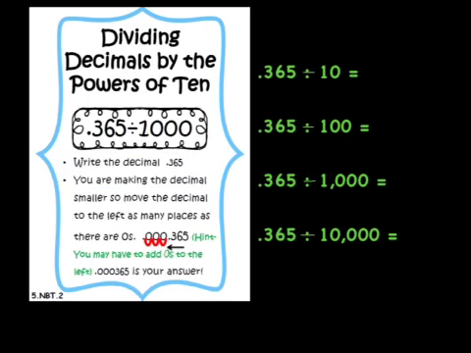If you're dividing decimals by the powers of 10, you already have a decimal in the place, so you don't have to worry about where to put it. But you do have to remember that you move your decimal to the left because you are making a smaller decimal. Okay, so you're going to make your number smaller, moving it to the left.